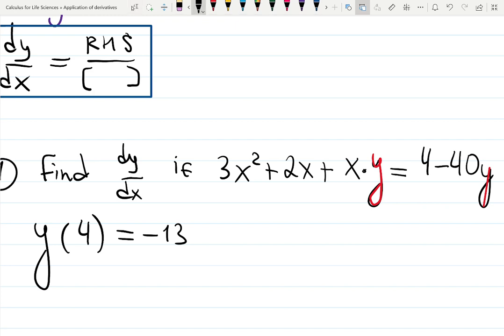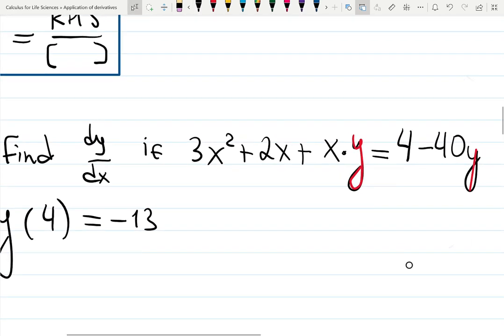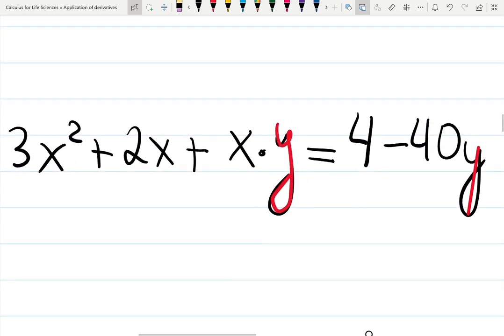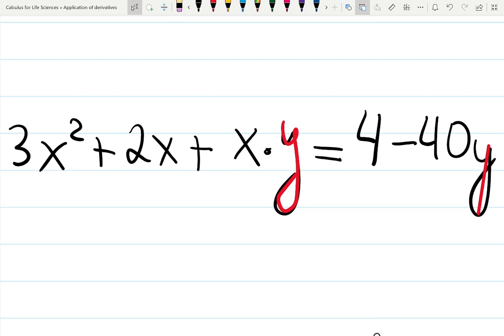Let's just throw the differentiation bomb into everything and see what's going to happen. Yes? Is that like 4 minus 40y? 4 minus 40y. Yes. 4 minus 40y. We just can't see the whole thing. Oh, really? Okay. And now we can't see anything else. No, that's the most important information.